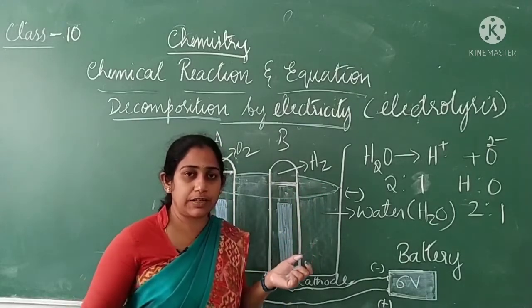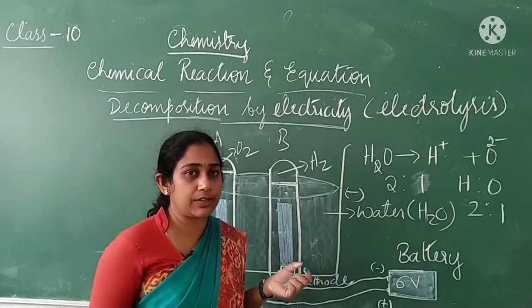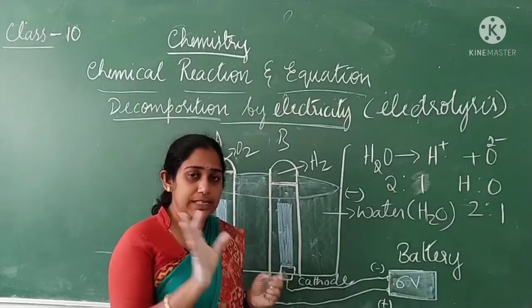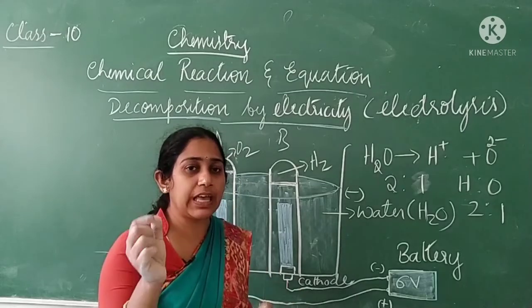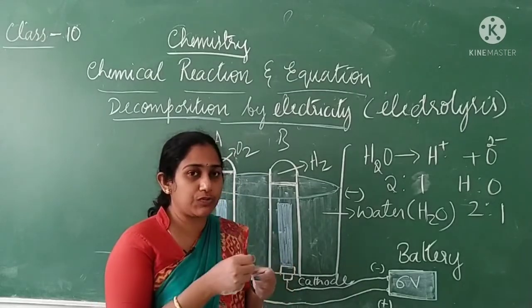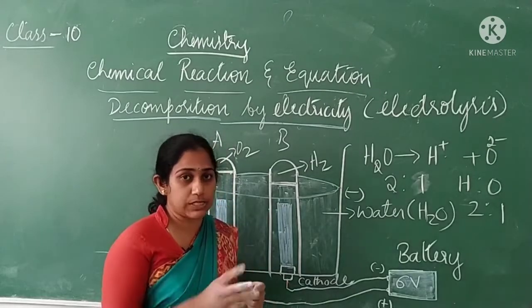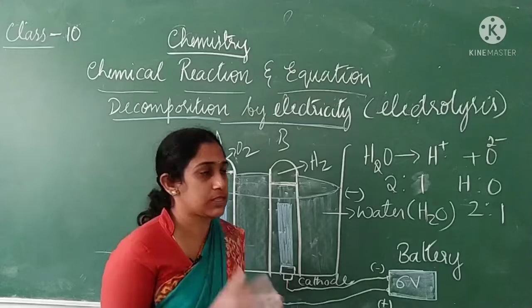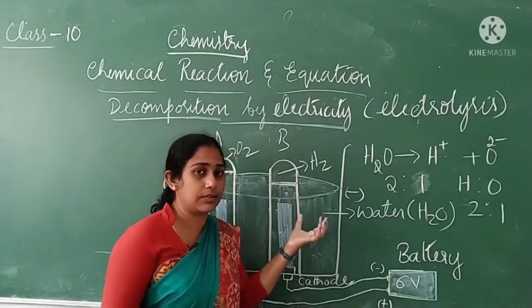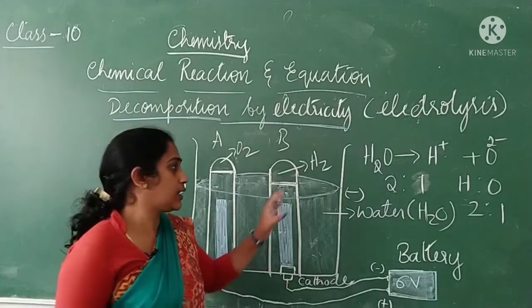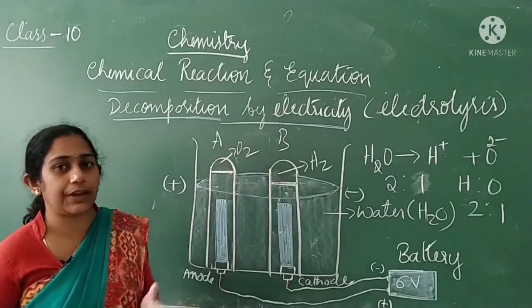In many experiments there is production of hydrogen gas, and they will ask in the exam, how do you test for hydrogen gas? The best test for hydrogen gas is to bring any burning substance towards the mouth of the test tube containing hydrogen gas, and it will produce a pop sound. That confirms that it contains hydrogen gas.